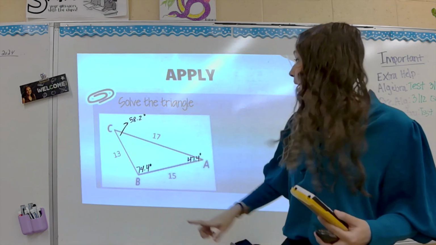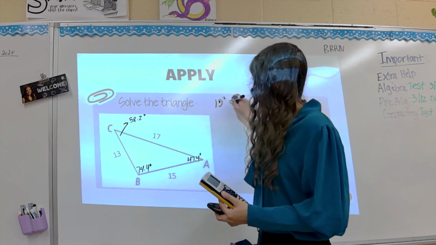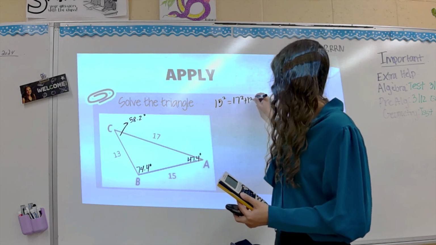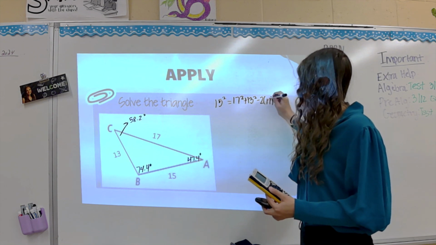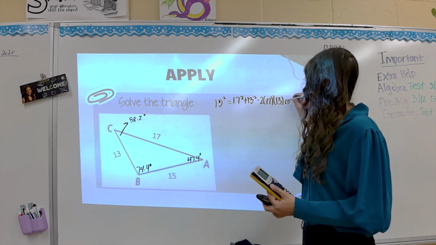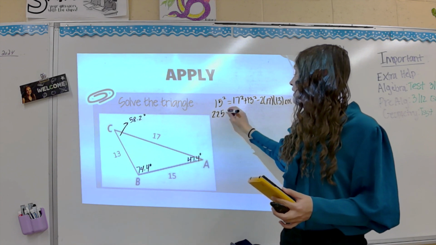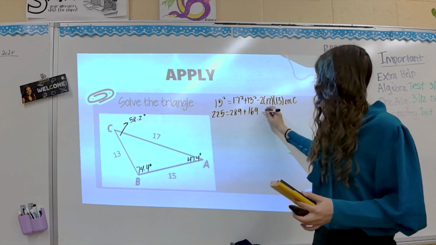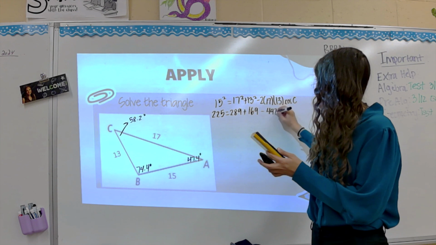So for the last time, I'm going to take the opposite side, which is 15 squared equals our 17 squared plus our 13 squared minus 2 times our 17 times our 13 times the cosine of our C, which is what we're looking for. I get 225 equals 289 plus 169 minus 2 times 17 times 13, which is 442, cosine of C.